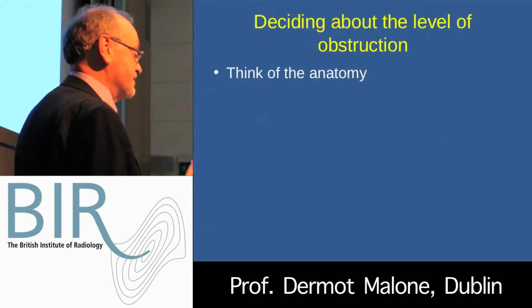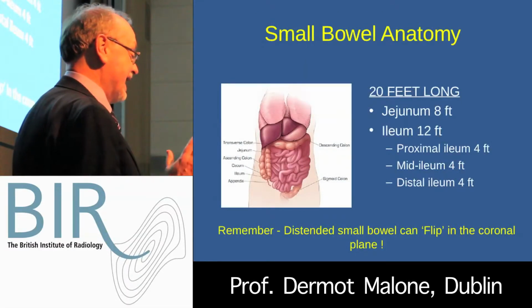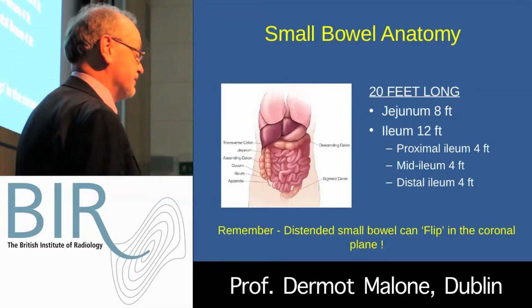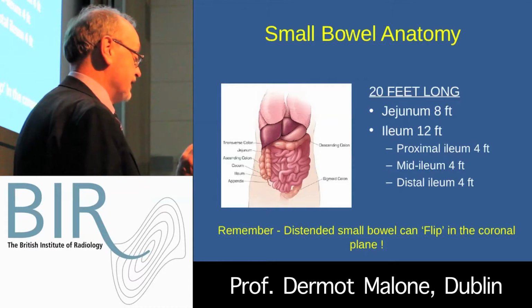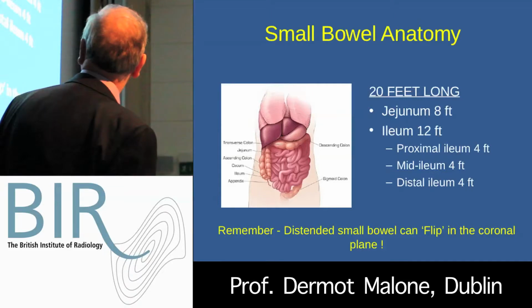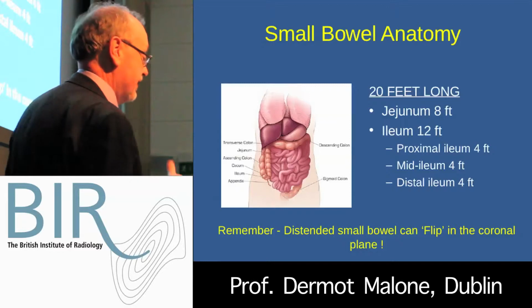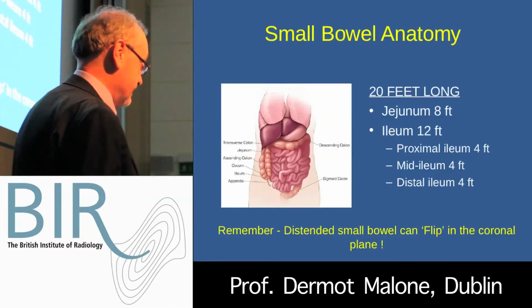You have to make a decision about the level of the small bowel obstruction. And to do that, the best way is to think in terms of the anatomy. We've got about 20 feet of small bowel coiled up in there, 8 feet of jejunum, 12 feet of ileum, and conceptually divide that into proximal, mid, and distal ileum. And one of the things that's a little bit tricky is, because everything's quite tightly packed in here, distended loops of proximal small bowel can flip down into the pelvis, or distended pelvic loops can flip up into the upper abdomen to find a little bit of space for themselves.